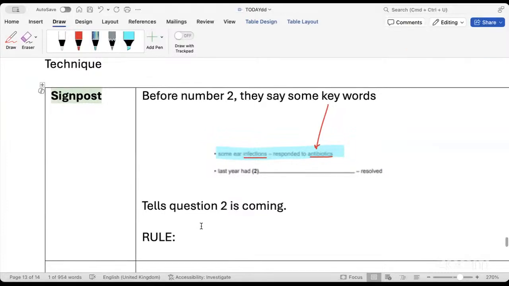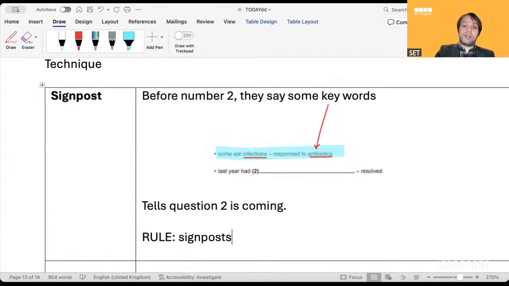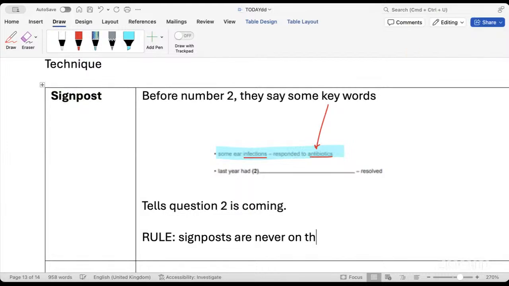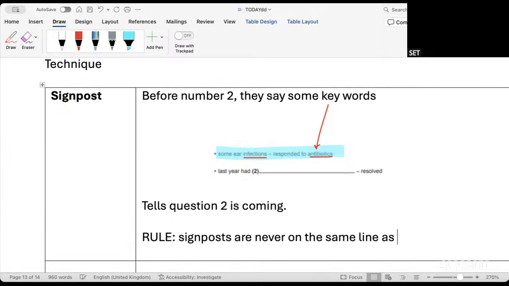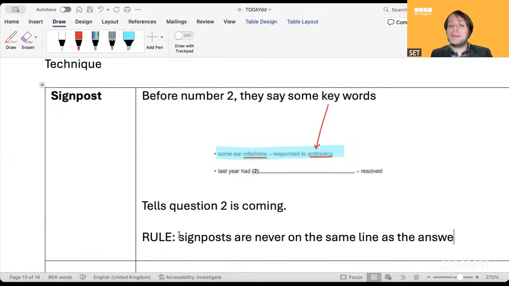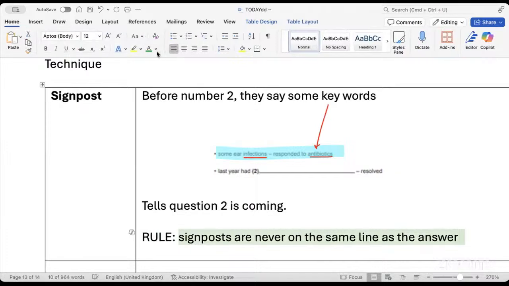Signposts don't have to be on the same line with the... Yeah, signposts are never on the same line as the answer. Same line as the answer. Why? Pooja, why should we never choose a signpost on the same line? Because it can be confusing.